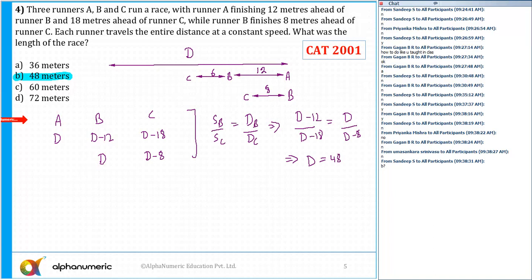So any doubts to anyone in this question, please tell me. So the correct value is 48.